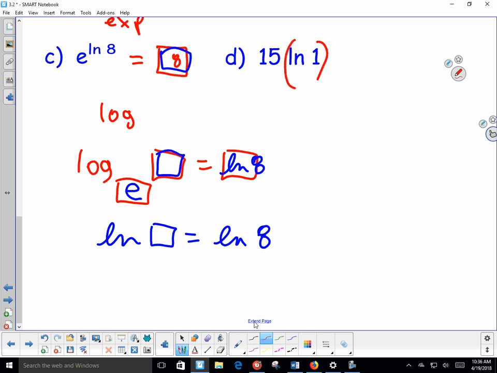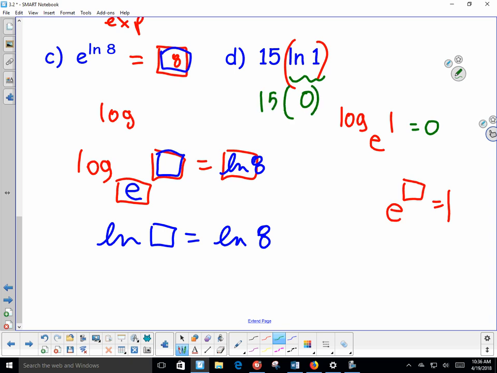What's ln of 1 equal to? You can think of this as log to the base e of 1. E raised to what power gives me 1? 0. So that means log to the base e of 1 is equal to 0, which means ln of 1 is equal to 0. So I get 15 times 0. That gives me 0 for this one. Are we okay with this?